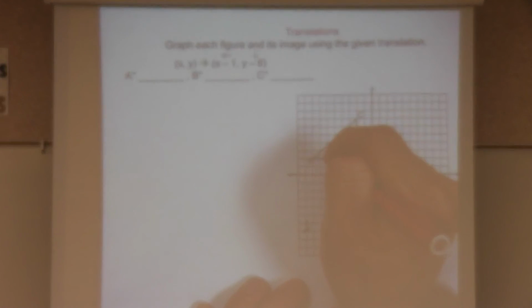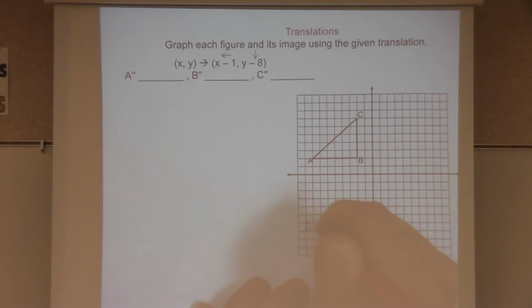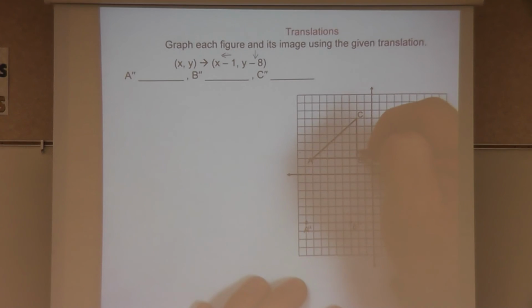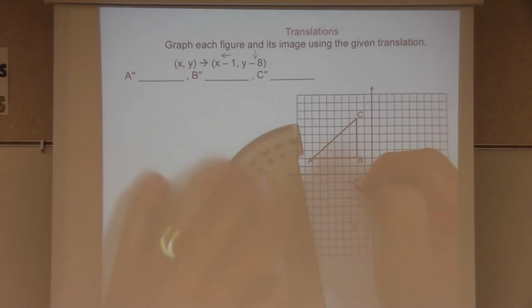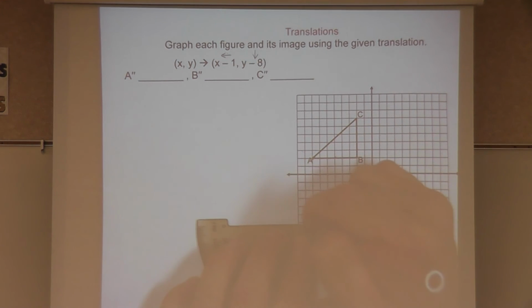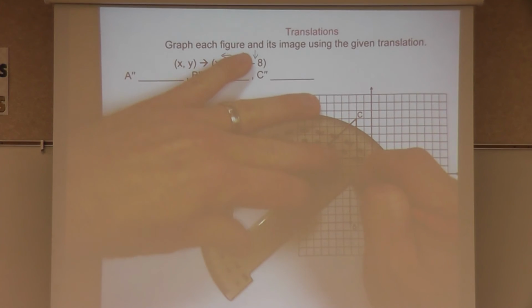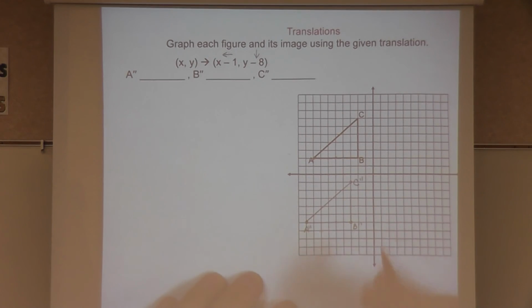B is over 1, 2, 3, 4, 5, 6. So if I move it over 6, there's B double prime. And then from B, C is up 1, 2, 3, 4, 5. So 1, 2, 3, 4, 5. This is going to be C double prime. So once I have the triangle drawn, I do need to answer these points, the coordinates.